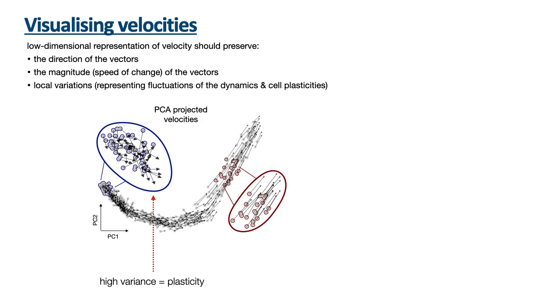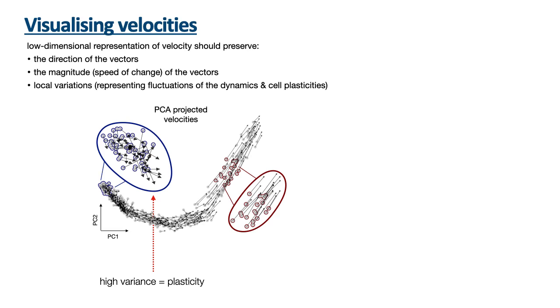There are multiple aspects that we want to pay attention to when visualizing the velocities. The low-dimensional representation of the velocities should preserve the direction of the vector, but also the magnitude of the vector that represents the speed of change in different regions of the trajectory, as well as local variation. Because we are looking at individual cells, we are also interested in the variation between individual cells that could represent fluctuations of the dynamics and cell plasticities.